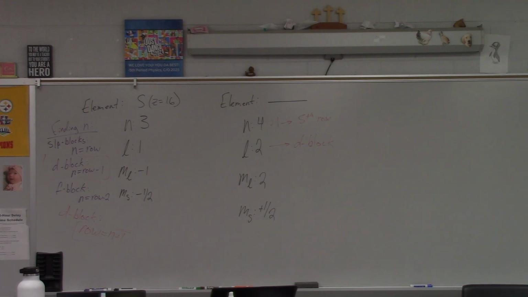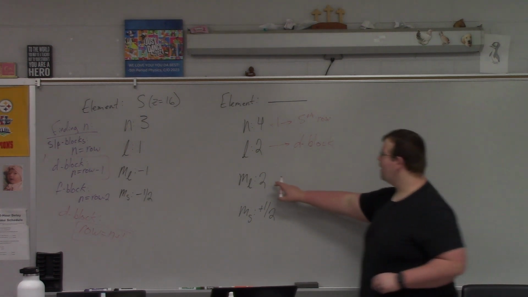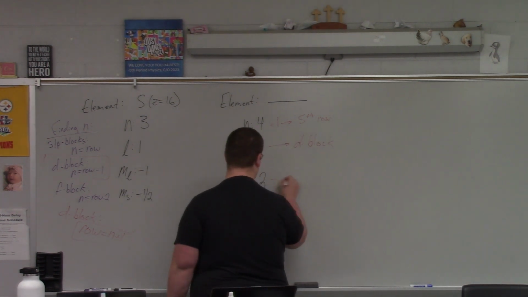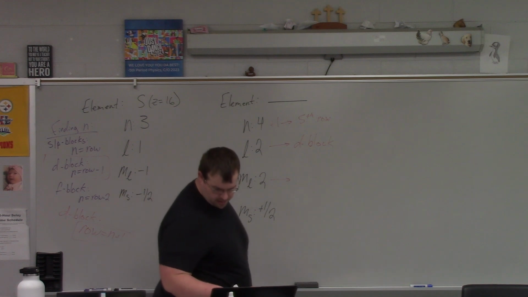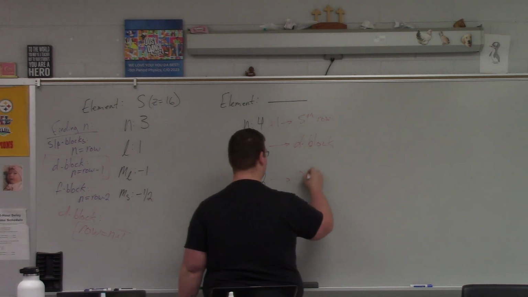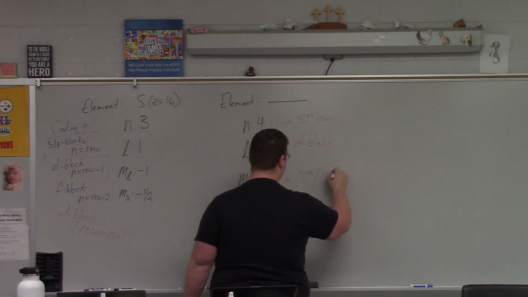I'm in the 5th row, D block. I've narrowed it down to 10 elements. Now what I have to do is figure out what two columns. M sub L tells me the column. It's either gonna be 7 or 12, Mr. Hall. Correct. So the 7th or the 12th column.